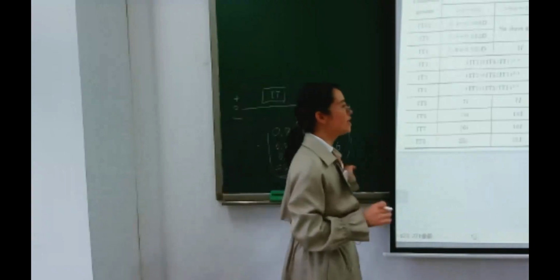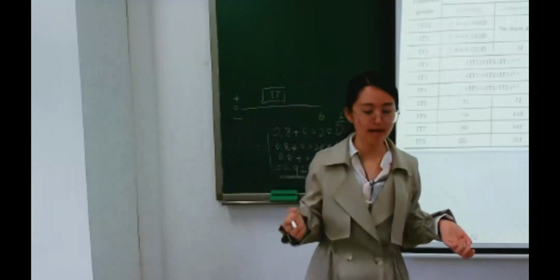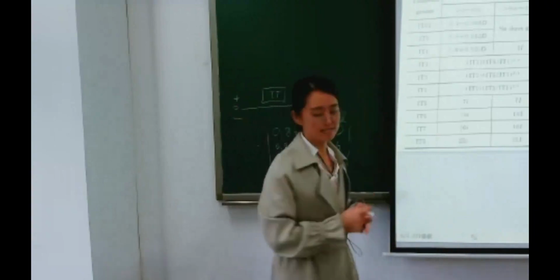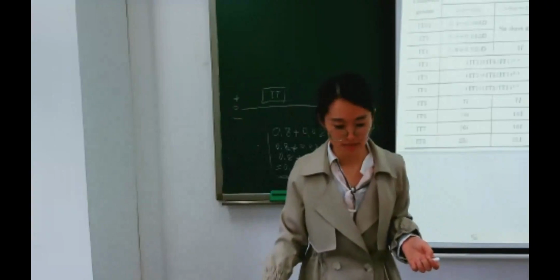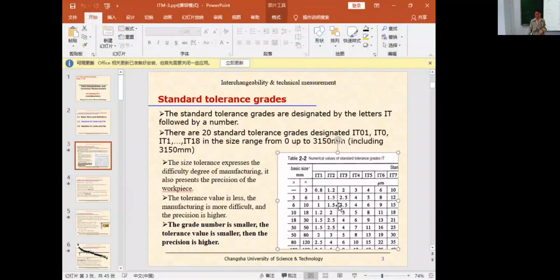To make this standard easy to use, engineers give you a table: when the basic size is within a range, the tolerance is the same, and you can just find the tolerance. You don't need to calculate that. I just let you know how to calculate it. Okay? Got it?